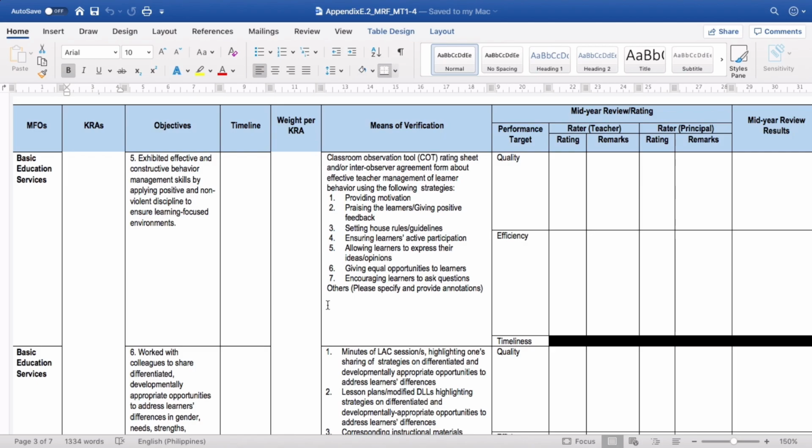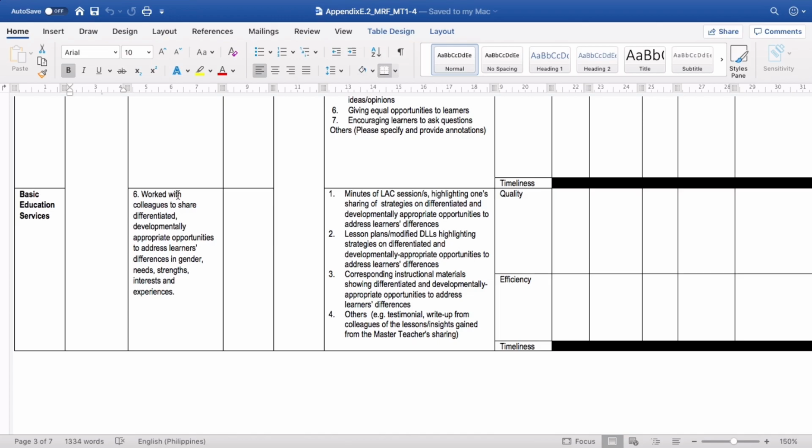Objective 6. Work with colleagues to share differentiated, developmentally appropriate opportunities to address learners' differences in gender needs, trends, interests, and experiences. So what are the MOVs here?